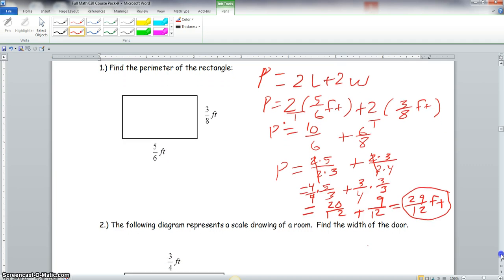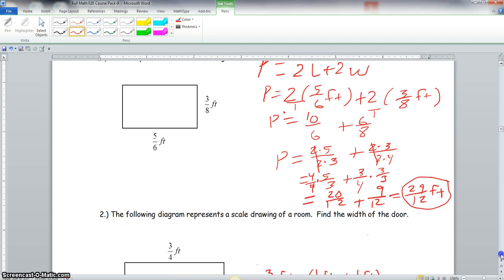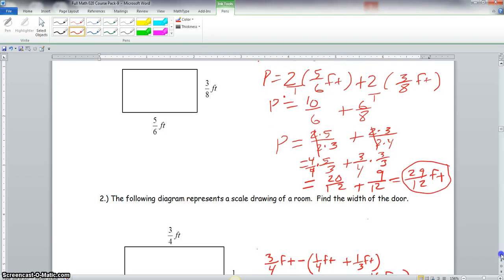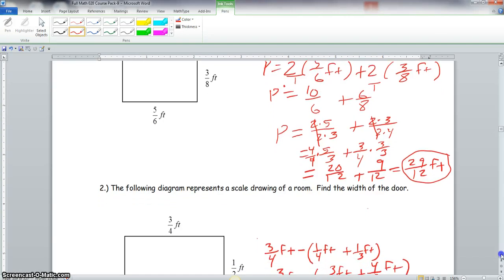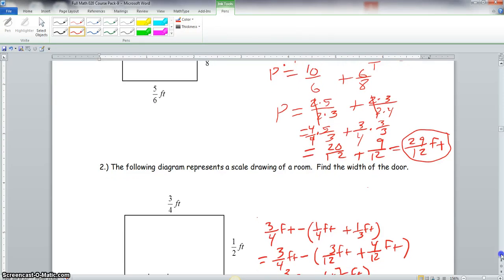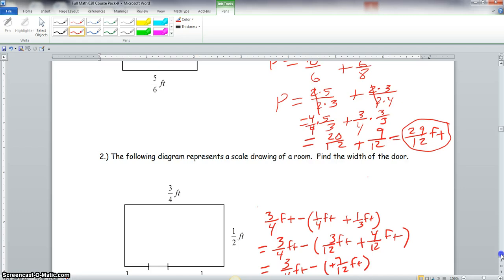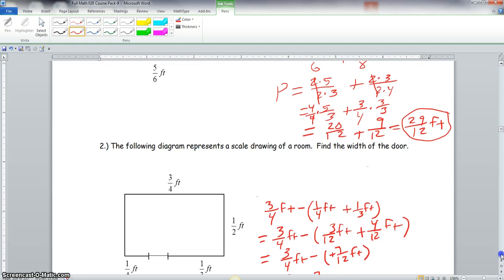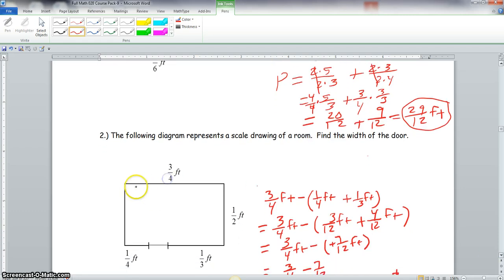Okay, now we come to number 2. It says the following diagram represents a scale drawing of a room. Find the width of the door. So this is how we would have to do this. Now we know that this is in the shape of a rectangle. So since this is in the shape of a rectangle, we know this side and this full side is the same measurement. So if we took the full measurement minus what we have here, then we will have our answer.